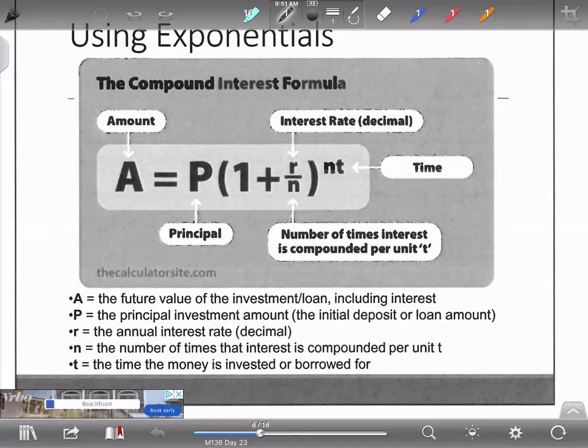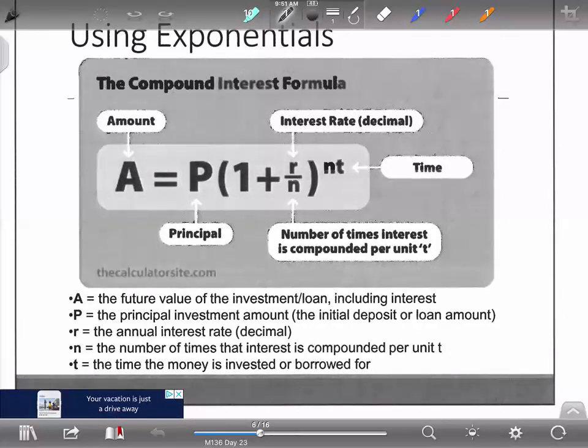Down here at the bottom, you'll see A stands for the amount, the future value, including the interest that you're earning. A lot of times we use Y there, but A is what you're going to be given on your test, so that's why you're being shown it this way. P is the principal, the investment amount, the initial deposit, or a lot of times it's a loan amount, so that's your initial value. R is going to be your interest rate as a decimal. Like we talked about yesterday, you can type it in your calculator as a percent.